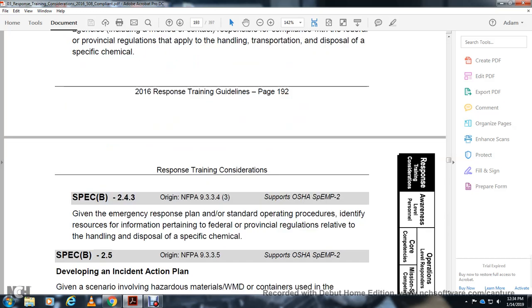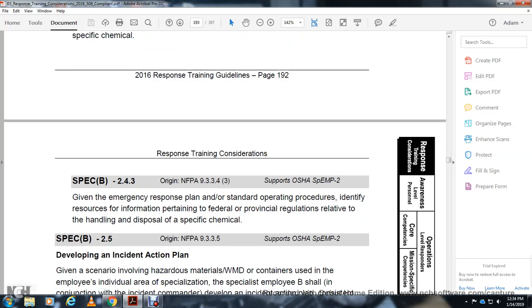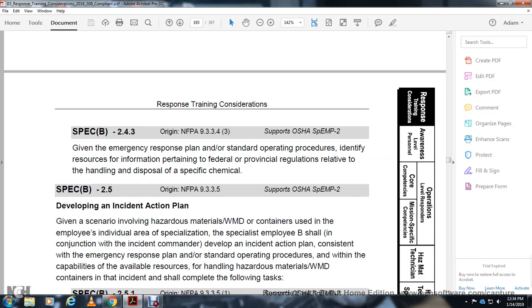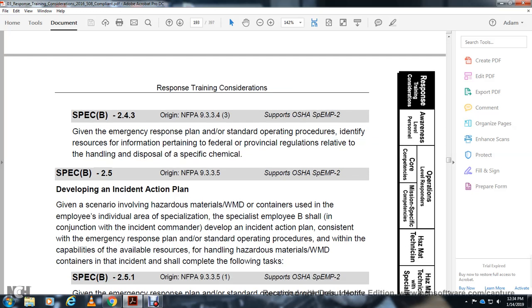Given the emergency response plan with the standard operating procedure, identify the resources of information pertaining to the federal regulations for the handling and disposal of specific chemicals, and develop an incident action plan. For everything involved in the hazmat material or weapon of mass destruction container, the specialist employee B, working in conjunction with the incident command, shall develop an incident action plan consistent with the response plan and standard operating procedure, within the capabilities available for the hazardous waste material, the weapon of mass destruction container, and the incident.